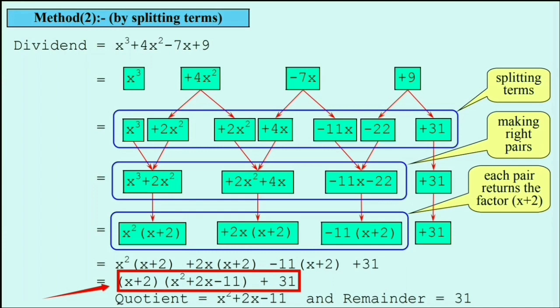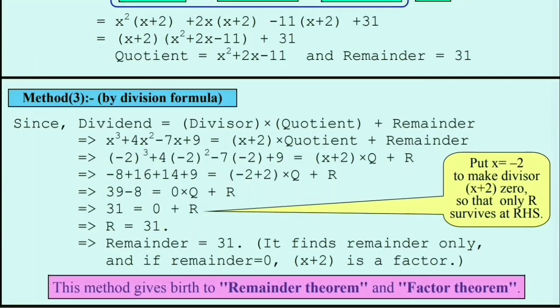Now it is clear that this expression is in the form of divisor multiplied by quotient plus remainder, out of which x plus 2 is the divisor, x square plus 2x minus 11 is the quotient obtained, and plus 31 is the remainder. Let's observe now another process for the same question.